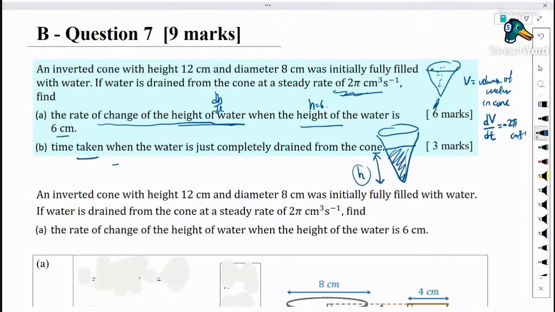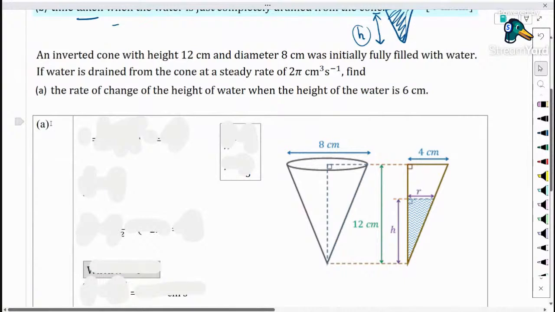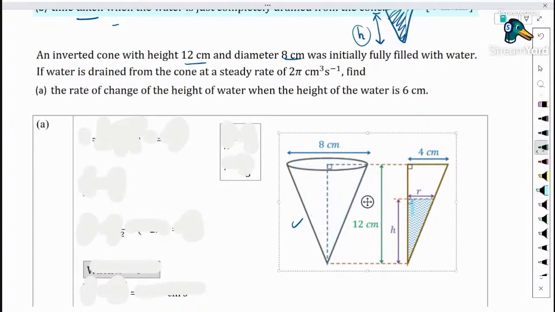Now, in order to solve this question, after we understand some ideas here, let us see the strategy to solve. Based on the info we have, originally we have a cone with this dimension as drawn. And of course, initially it is fully filled with water. So in this diagram, I highlight in blue to show that it's initially full of water. But after some time, the water is drained out. So after some time, maybe the water level has dropped until here.